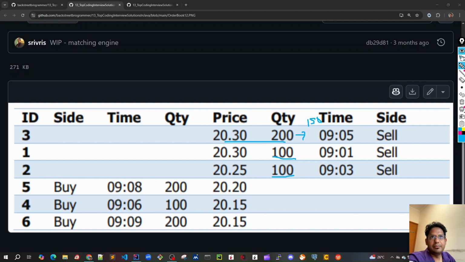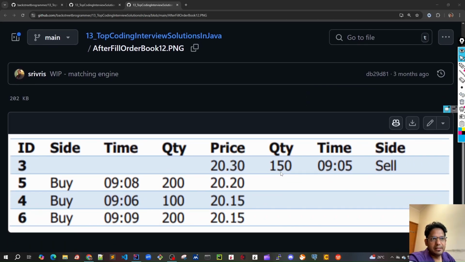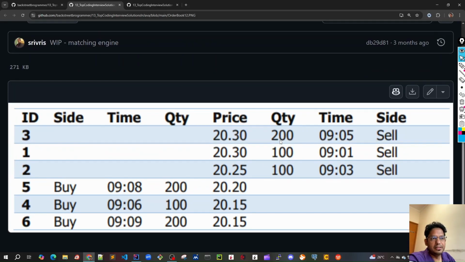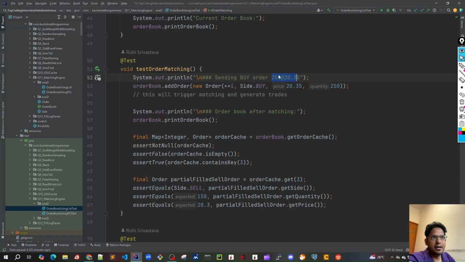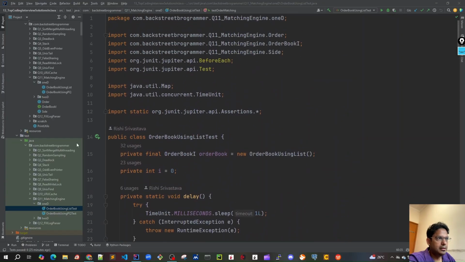So I expect that after all these fills, these 2 fills and this third partial fill, we would have an order book like this, in which, let me delete this. So yeah, as expected, it would be 150 left, after reducing this 200 minus 50. So this is what we expect after a 250 order at 20.35. Let me run this test case quickly and check that our output is correct. So let me click on the run button.